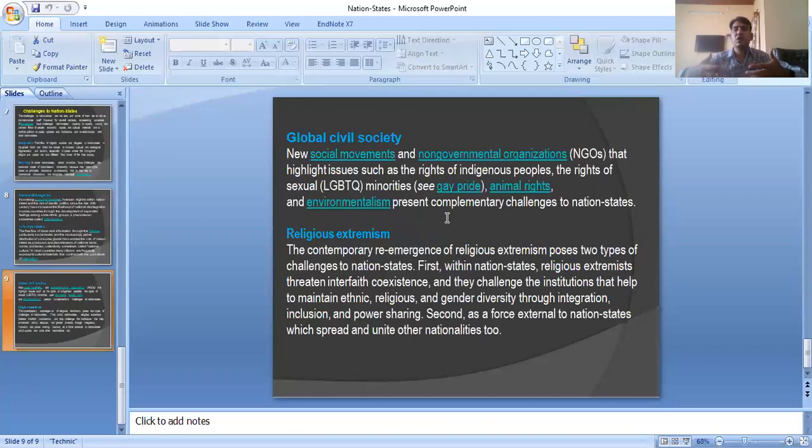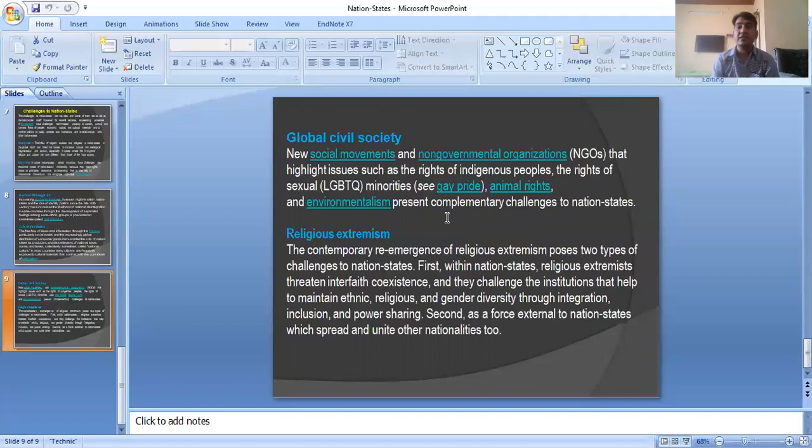Like we have issues of gay or homosexual rights. So the people who are living in different parts, but they have a feeling or affiliation with each other, who are the gay people or homosexual people living in different parts, they emerge themselves and come out with a global society, and they start to campaign for their rights.